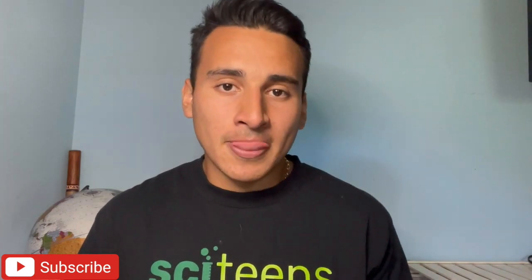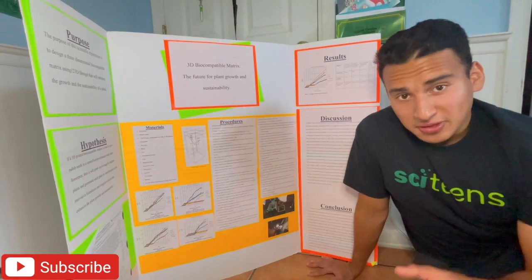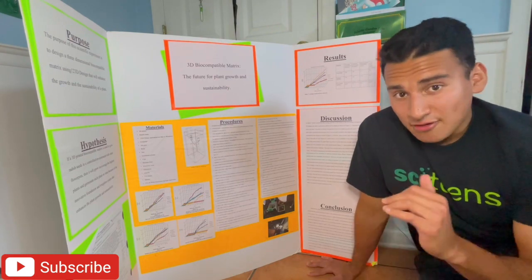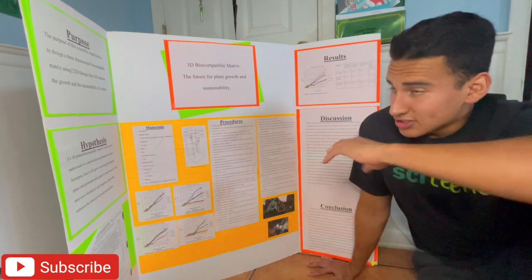My following sentence was, the future of plant growth and sustainability, or something like that. The point of that is for judges to know, oh, okay, this is where his project is heading. So you want a title that conveys what you did and what you think the impact of that project will be. Then as soon as the judges get to your board, they're interested in learning more about how exactly that is possible.